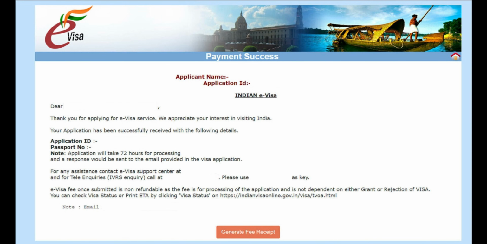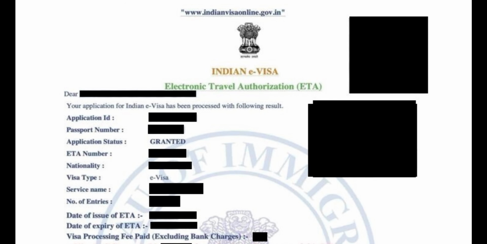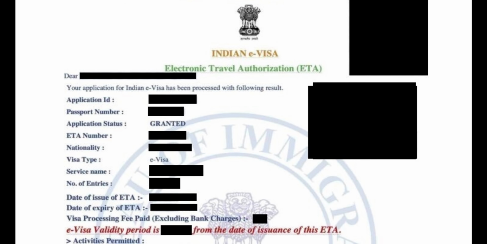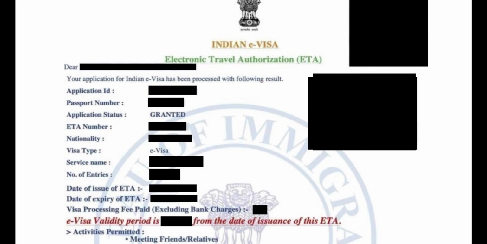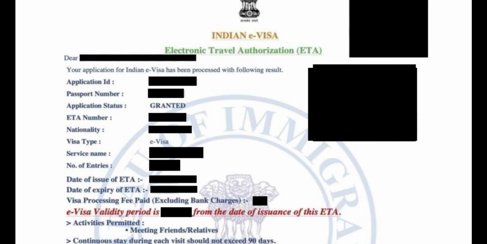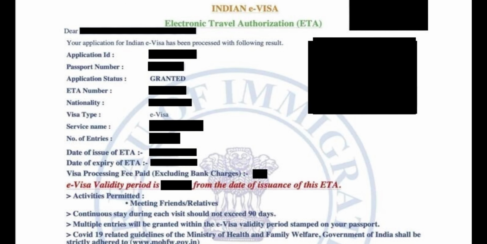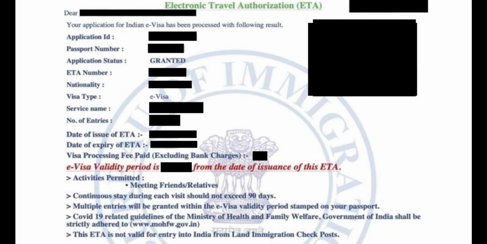Once that comes to your email, it will have details like application ID, your passport number, and application status as granted. Then it will have an ETA number, your nationality, visa type, and the service name will be e-tourist visa, and then the number of entries will be written, whether single entry or multiple entry. In case you're going for 1 year, you might get multiple entries. Then it will also have the date of issue of the ETA.